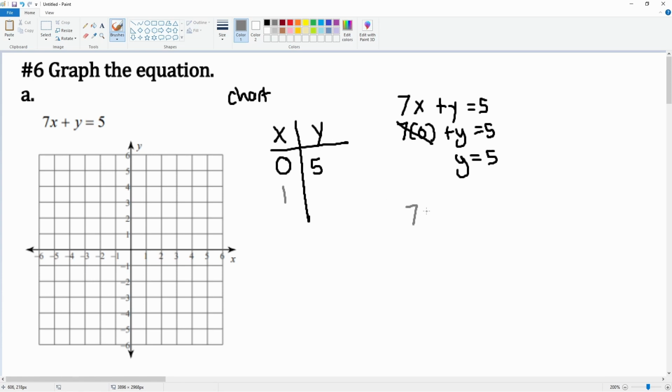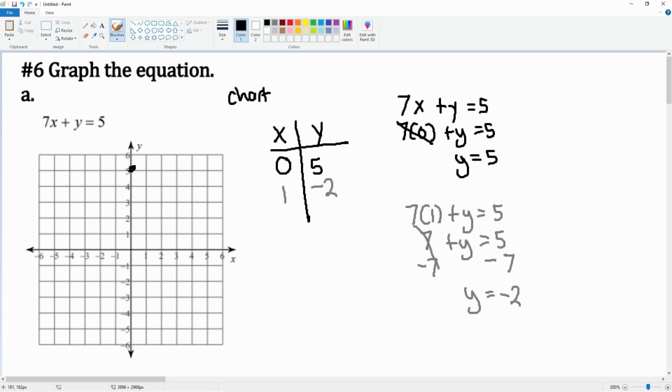Okay. 7 parentheses 1, right? Because your x becomes 1, plus y equals 5. 7 times 1 is 7, plus y equals 5. We minus 7 from both sides because we're trying to get y alone, or solve for y. This crosses out. We get y is equal to -2.